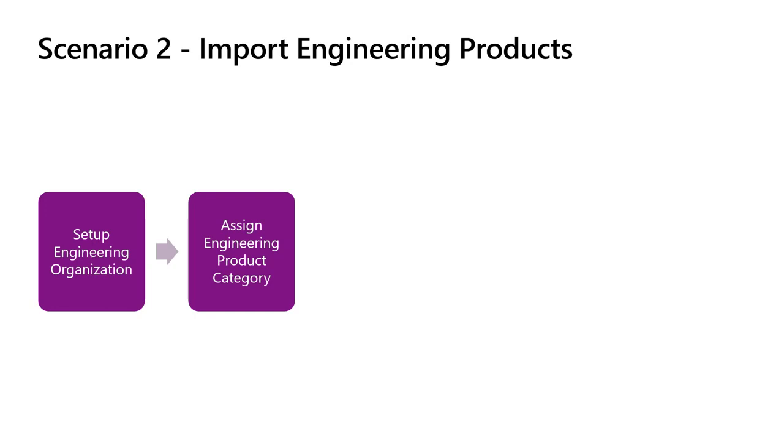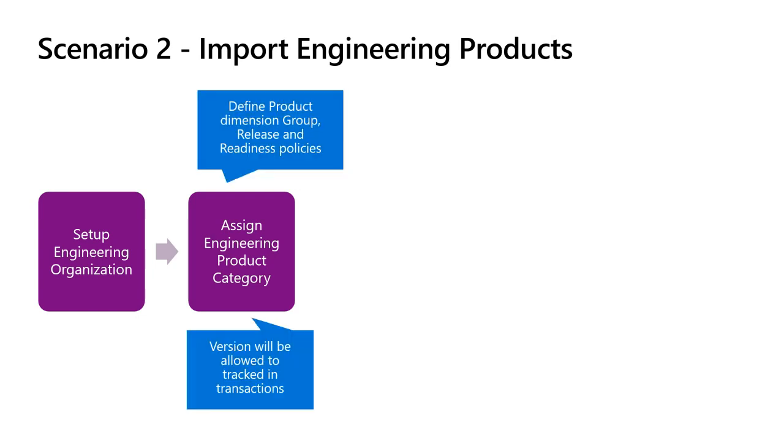Another equally important thing is to set up the engineering product category. You would like to carefully consider what product type, subtype, and production type you will set up for these new engineering products. And then you will carefully consider if you want to track the version in the transactions for a specific product. If you want to track, then you must include a product dimension group which has a version dimension, and it should be active, along with any other product dimension which you want to have as a variant. Also define your product release policy and readiness policy and associate them with the engineering product category.